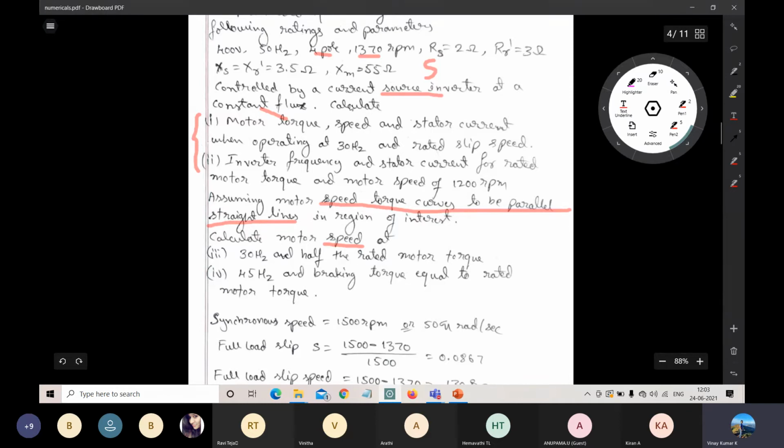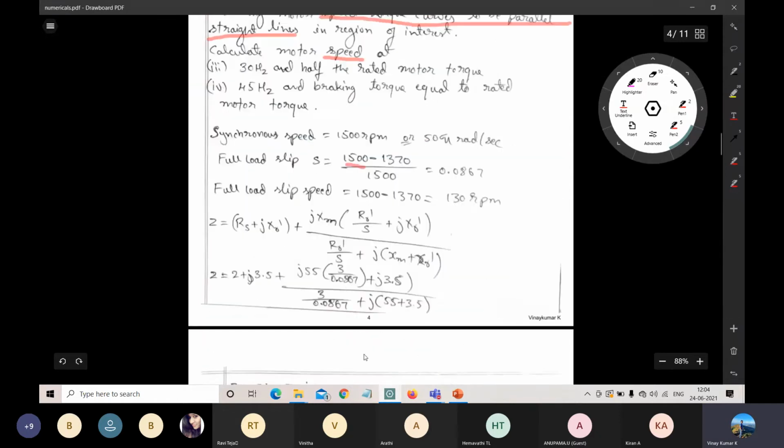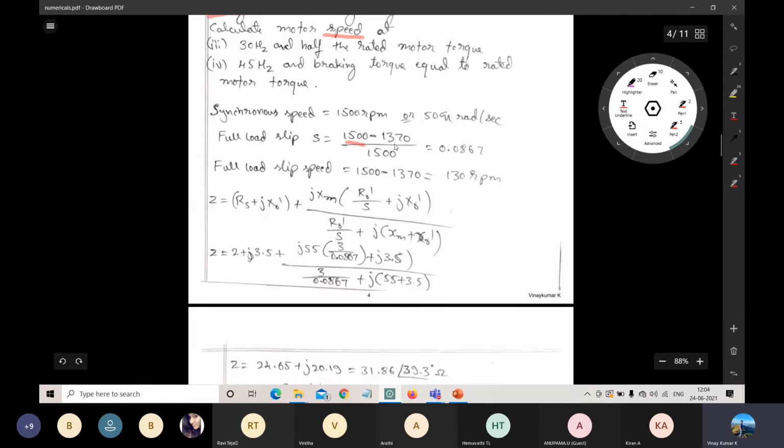So he has given F and P. We need to calculate NS. NS is equal to 120 F by P. So 120 into 50 divided by 4, you will get 1500 RPM. So slip of an induction motor will be given by NS minus N by NS. NS is 1500 RPM, N is 1370 and NS is 1500. So you will get slip 0.0867.